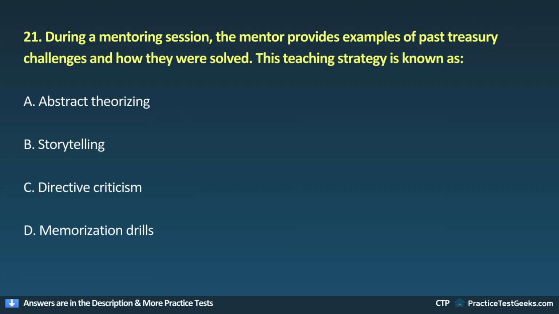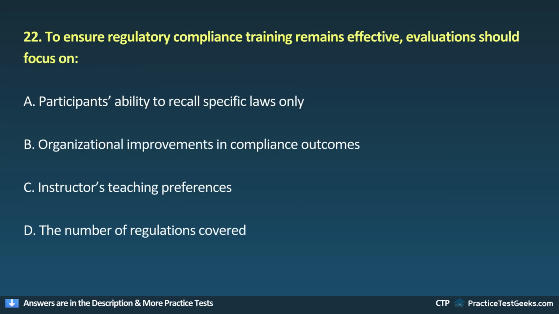21. During a mentoring session, the mentor provides examples of past Treasury challenges and how they were solved. This teaching strategy is known as A. Abstract theorizing. B. Storytelling. C. Directive criticism. D. Memorization drills.